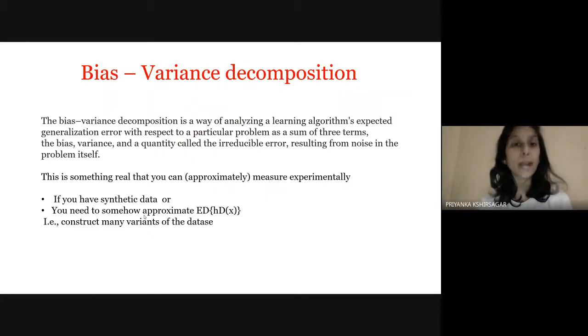Now, what do we mean by bias variance decomposition? Bias variance decomposition is the way of analyzing a learning algorithm's expected generalization error with respect to a particular problem as a sum of three terms: the bias, variance, and a quantity called the irreducible error, resulting from the noise in the problem itself. You can approximately measure this experimentally only if you have synthetic data, or you need to somehow approximate E_D[h_D(x)], that is, construct many variants of the data set.